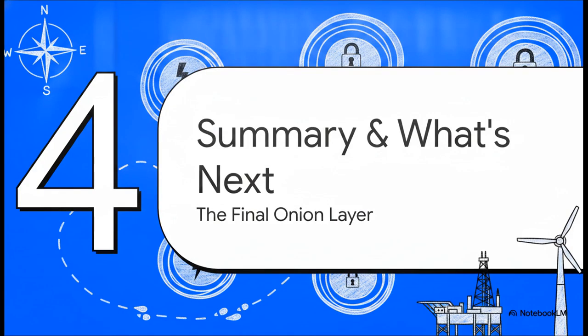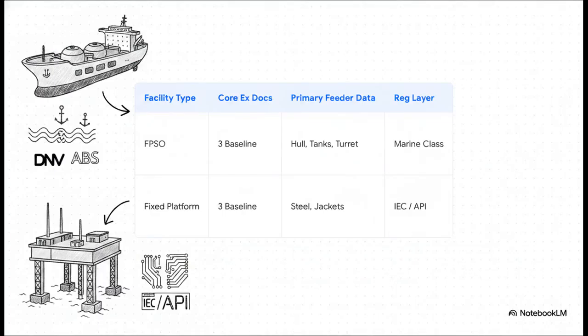Section 4. Summary and what's next. Peeling the final onion layer. Looking at this feeder data comparison, we see it all perfectly mapped out. Both the FPSO and the fixed platform share the exact same three baseline Ex documents. However, the FPSO's primary feeder data relies heavily on the hull, tanks, and turret, requiring a rigorous marine-class regulatory layer from societies like DNV or ABS simply because it's a classed vessel.